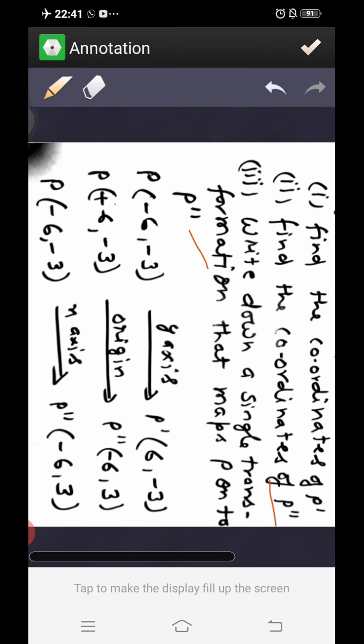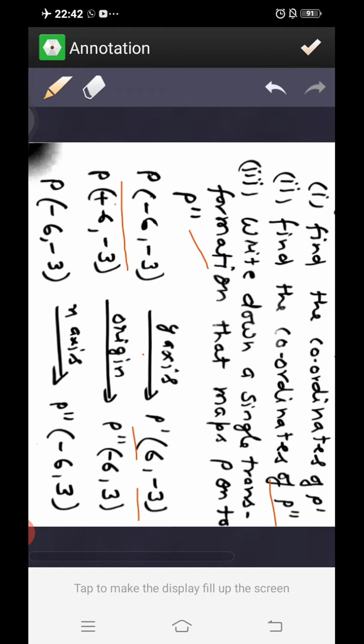So let us see. First we have to find P dash when P is reflected in the y-axis. P is given as (-6, -3). Reflecting in the y-axis means the sign of the x coordinate will change. -6 will become +6 and the remaining will be the same.